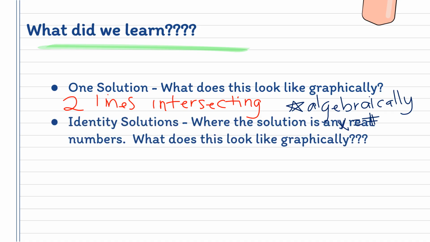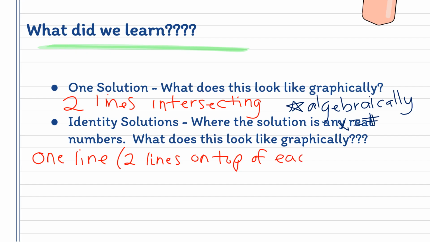Identity solutions, where the solution is any real numbers. What does this look like graphically? So it either looks like one line, or it's really two lines on top of each other. Now there's a special word for when this happens, and that is coinciding.